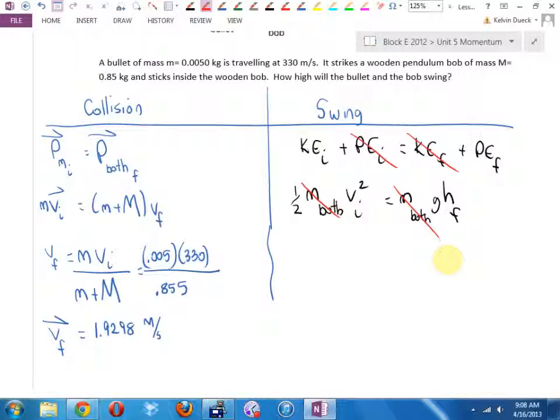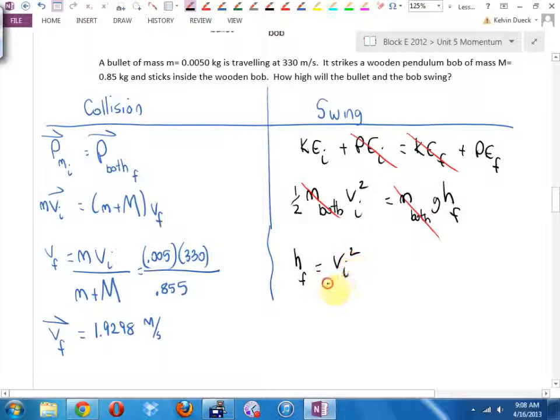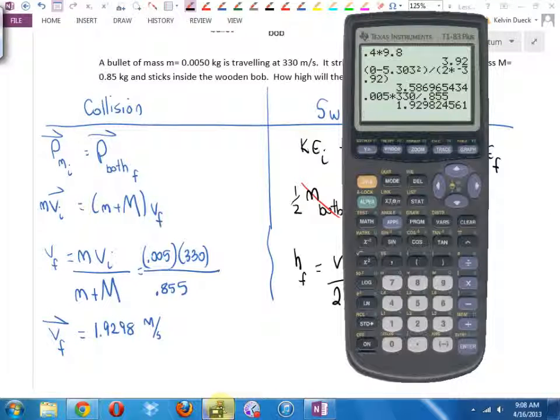Let's get the h by itself. How? Divided by g. In fact, I think we saw this last unit. We often had h equals V initial squared, and instead of a 1/2, I just stuck a 2 in the bottom because that looked cleaner. It's going to be 1.9298 squared divided by 2 times 9.8. Conveniently, I still have this number on my calculator. Squared divided by, you know what 19.6 is? 2 times 9.8.